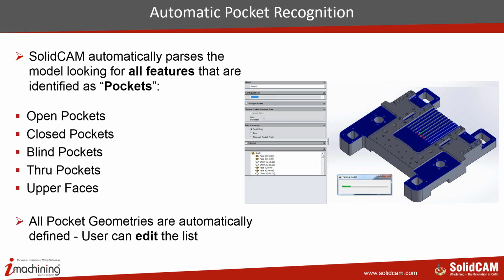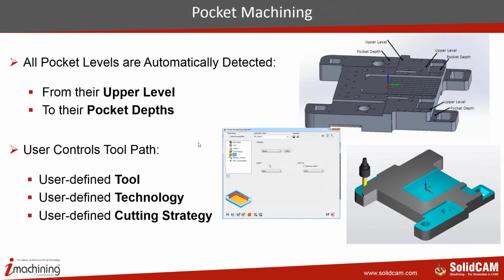But not only do we recognize the pocket, we also recognize the upper face of a part or any kind of stud that may be sticking up. Those in particular cases are always open pockets. So those are the types of pockets that we recognize, and all the pockets are also user editable. In other words, you can edit anything you want within those operations.